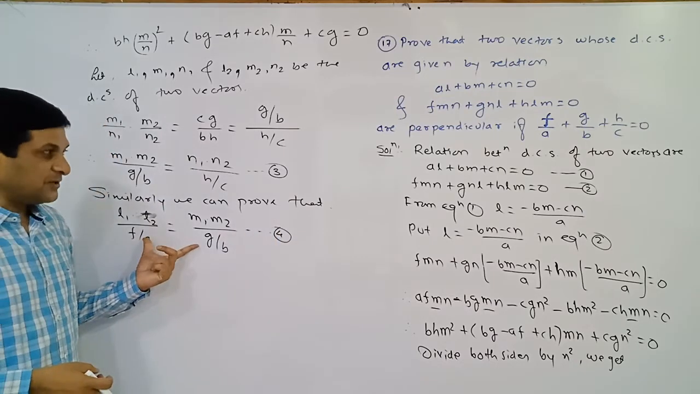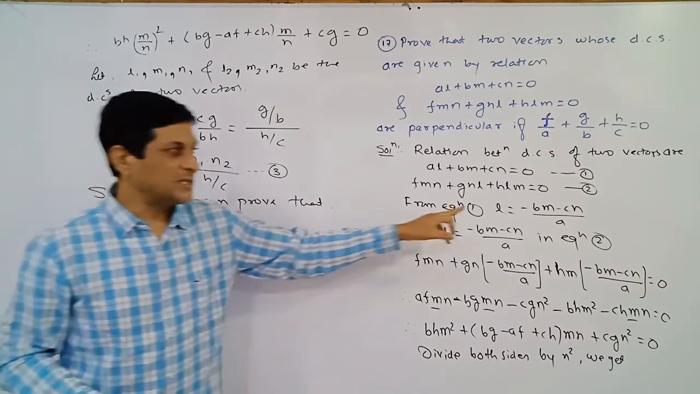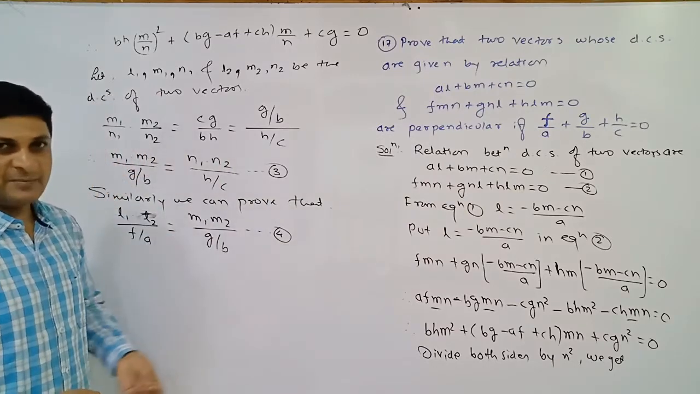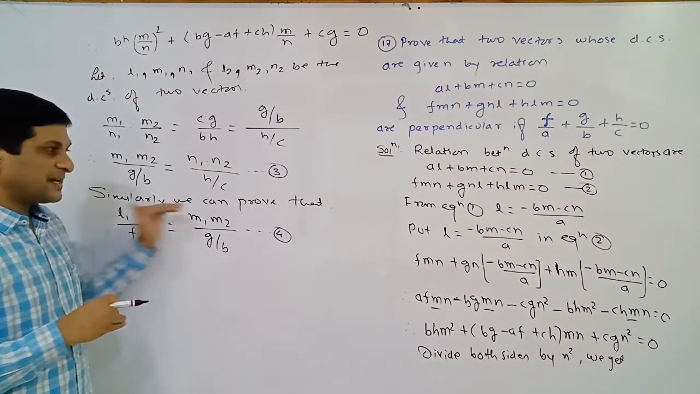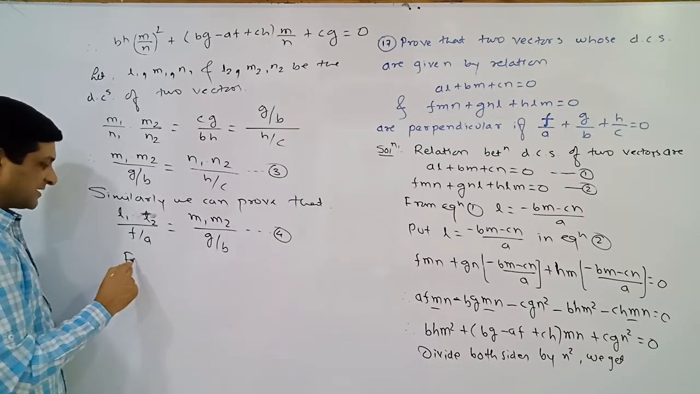Means to get this equation, the same method we have to apply. Just instead of L, which value we have to substitute? N. And simplifying it, we will get the same result. Since we are using the same method, that's why we have written it here similarly. From these two equations, let us see what we will get.